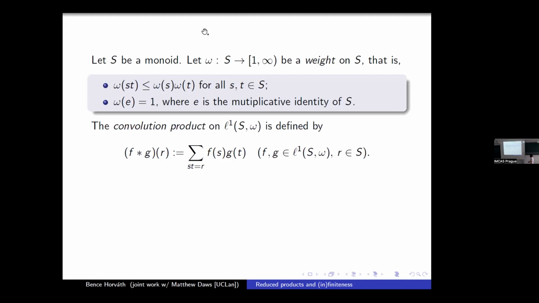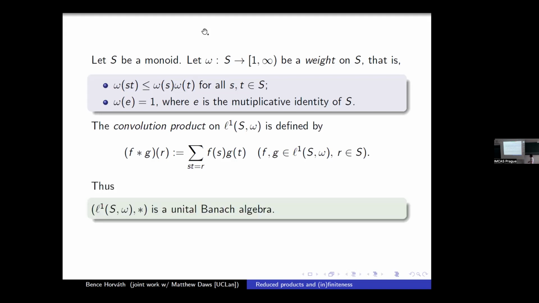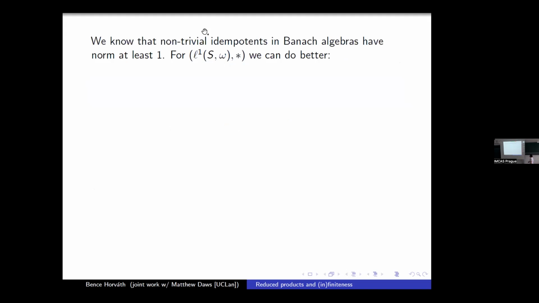And then the convolution product on this Banach space that we defined above is defined like that. There's nothing tricky here. This is the convolution product you all know and love. With this product, this is a perfectly sensible unital Banach algebra, right? So we know that in Banach algebras, non-trivial idempotents, meaning non-zero idempotents, all have norm at least 1.